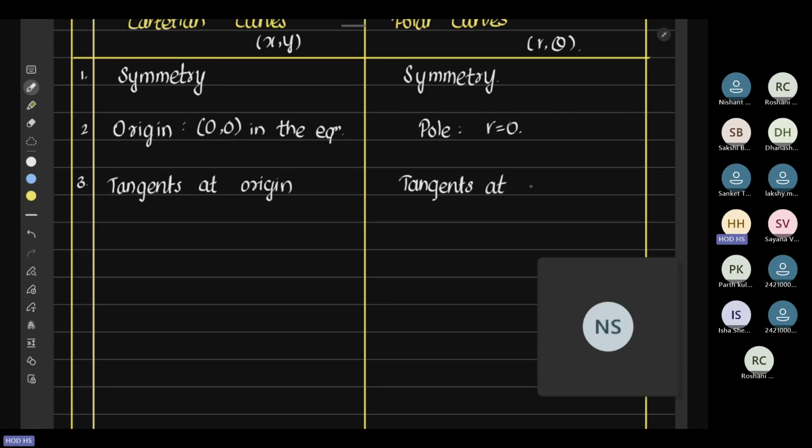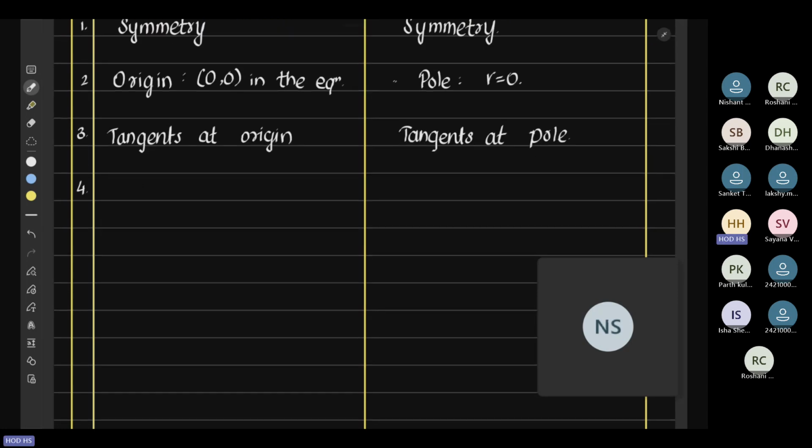To calculate tangents at the origin, we equated the lowest degree terms with 0, and here to calculate tangents at the pole, we take the values of theta that we got in the second point while calculating the pole. We said those values of theta are the tangents at the pole.